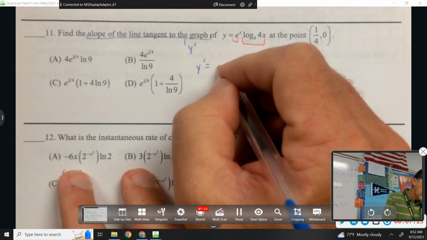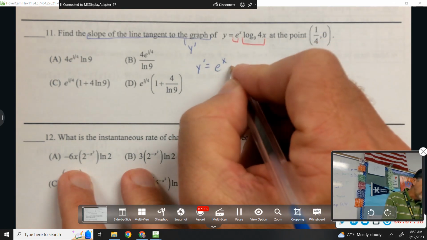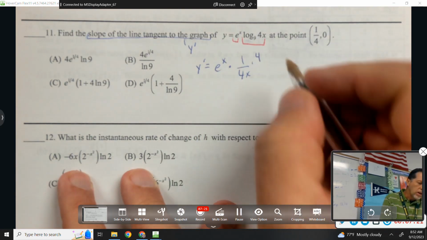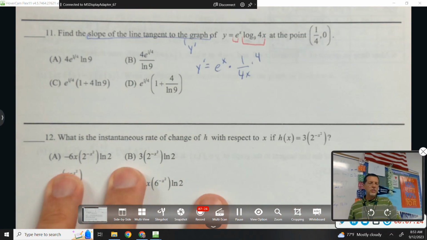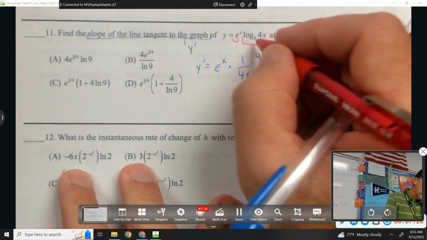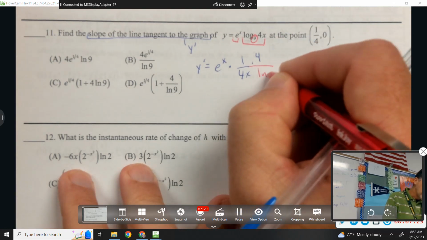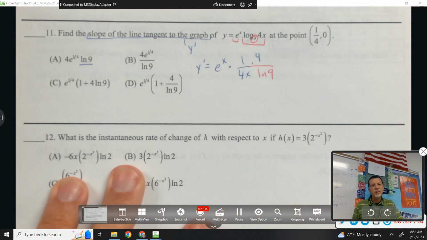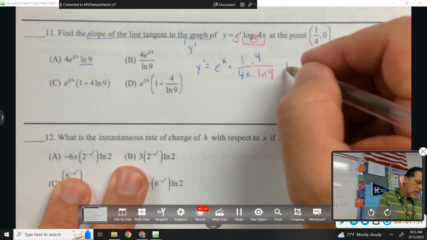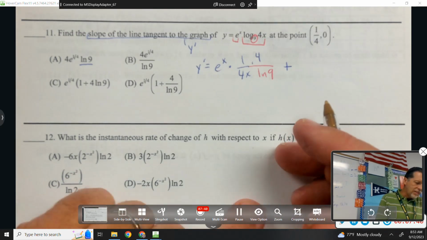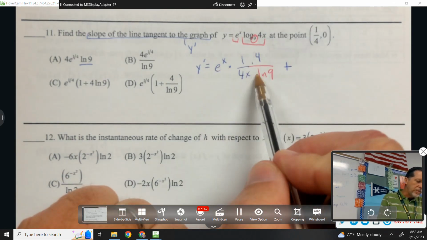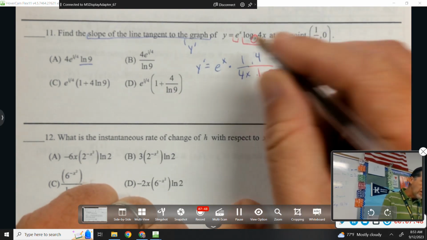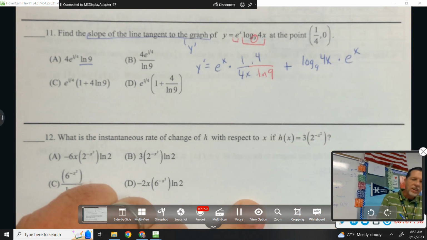So first times the derivative of the second, so that would be 1 over 4x times 4. And the base is an e, so where does natural log 9 go? Top or bottom? On the bottom. And you can see that's one of the things that's reflected in the answer choices there, where it goes. Plus, so that was first times derivative of the second. Now I want second, log base 9 of 4x, times derivative of the first. Well, that's just e to the x.